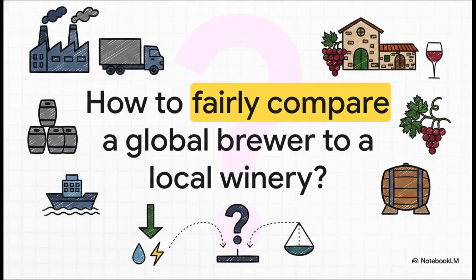Right off the bat, let me ask you this. How do you fairly compare the sustainability of a global brewing giant to a local winery? Imagine a massive international brewer for a second. They've got hundreds of facilities, huge distribution networks, and they're churning out millions of barrels of beer. Naturally, their total water and energy consumption is going to be astronomical compared to, say, a single, historic regional winery. But does that massive raw number automatically mean the global brewer is less efficient or less responsible? Not necessarily. And this is exactly the core problem we're going to solve today.